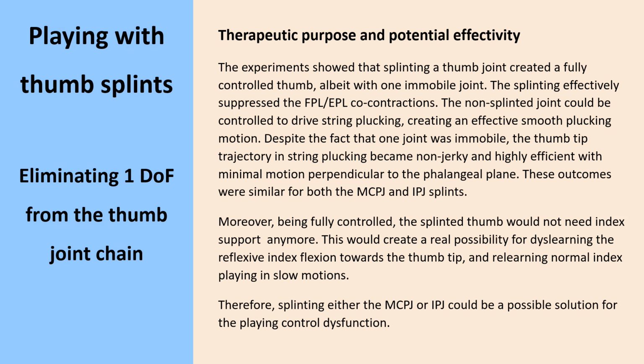Moreover, being fully controlled, the splinted thumb would not need index support anymore. This would create a real possibility for dislearning the reflexive index flexion towards the thumb tip and relearning normal index playing in slow motions. Therefore, splinting either the MCP or IP joint could be a possible solution for the playing control dysfunction.